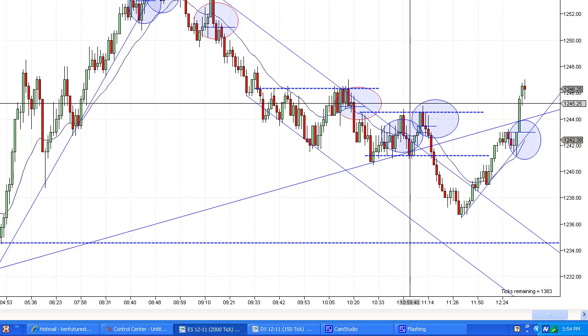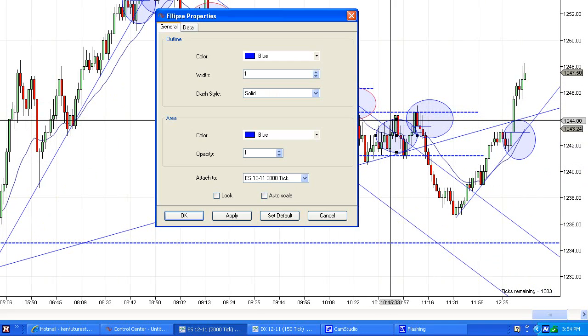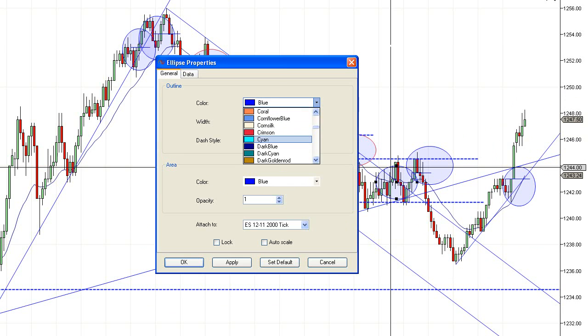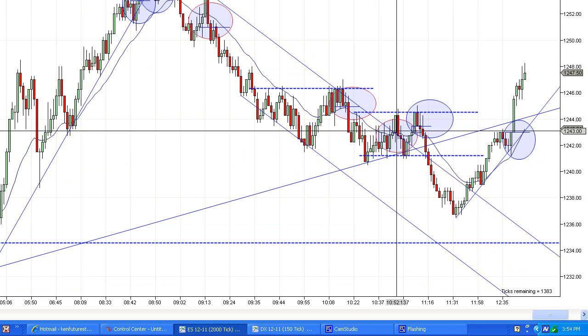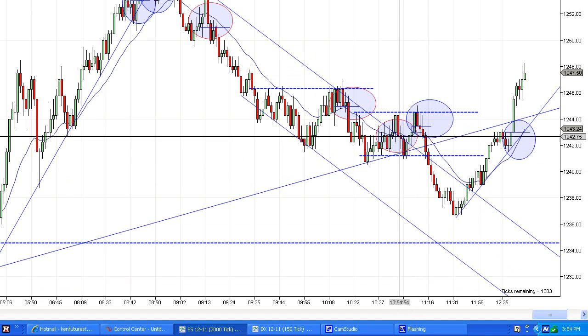And we actually had a short right here. These should have been red. But in an effort to save time, I'm not going to spend time changing the colors on those.